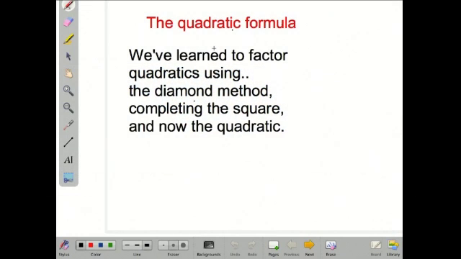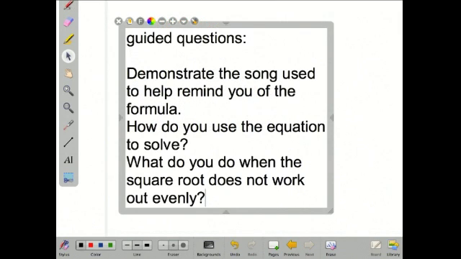In this presentation, we're going to learn how to use the quadratic formula. Some guided questions that you'll need to know: demonstrate the song used to help remind you of the formula, how to use the equation to solve, and finally, what do you do when the square root does not work out evenly?